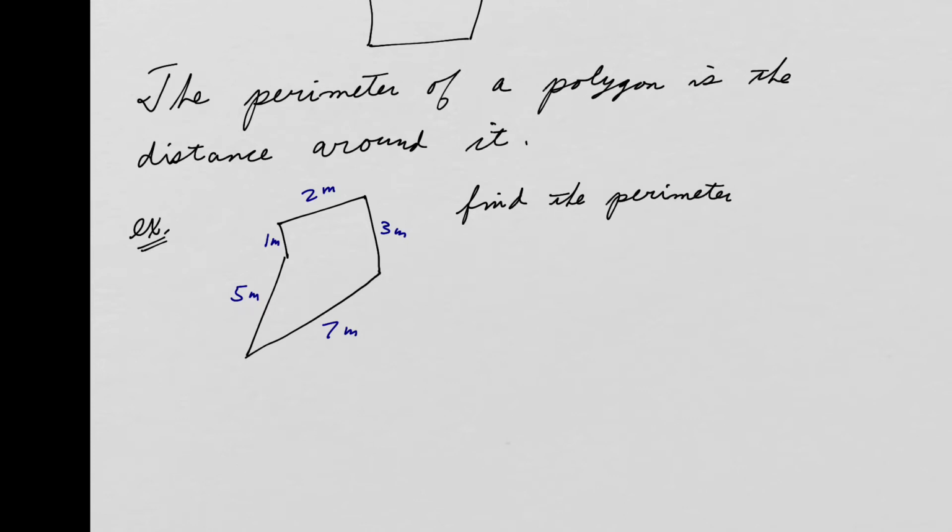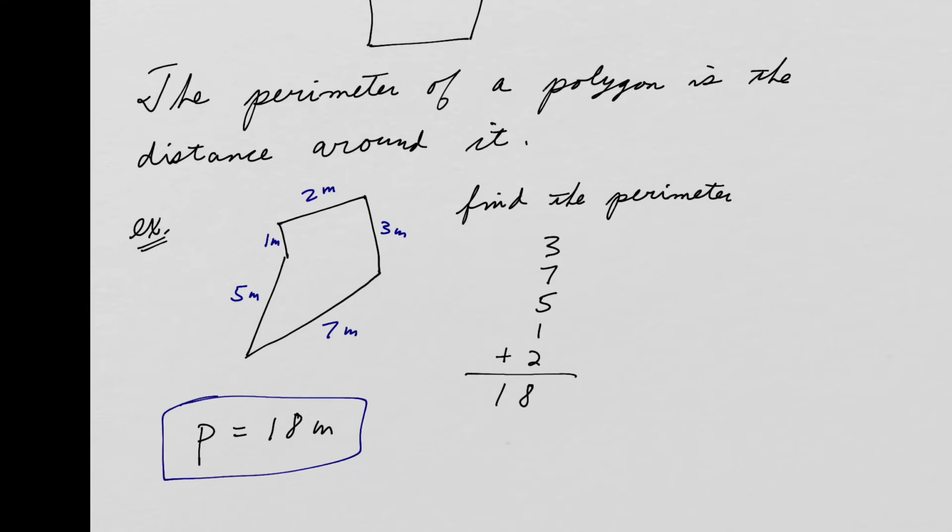Okay, so all I need to do, I can start anywhere, right? Just be careful you don't double count. And I'm just going to add up these lengths, right? 3 plus 7 plus 5 plus 1 plus 2. All you're doing is you're summing the lengths of each of the sides. So I'll start with a 3, 7, 5, 1, 2. I want to add these, right? Sum them up. So 3 plus 7 is what? 10. Plus 5 is 15. Plus 1 is 16. Plus 2 is 18. And it has units, right? The units are meters. So the perimeter, I'll call P here, is equal to 18 meters. So that would be my answer.